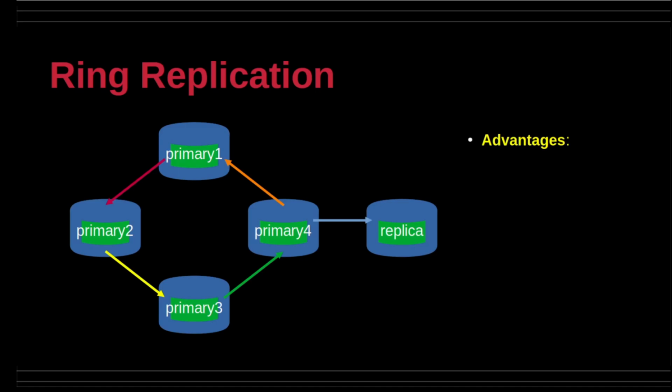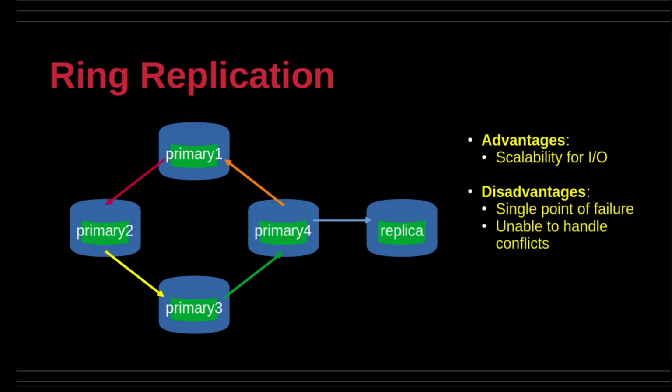Ring replication provides scalability for both write and read operations. It does not handle conflicts. There is a single point of failure in the sense that if one primary fails, the replication is suspended.